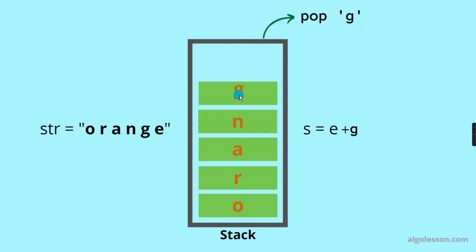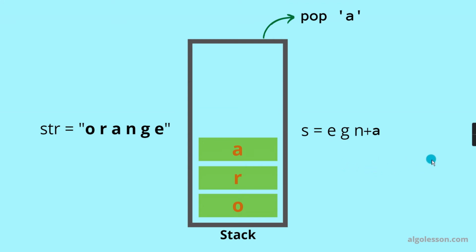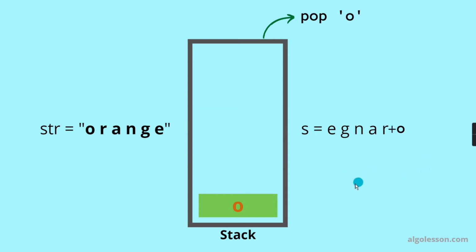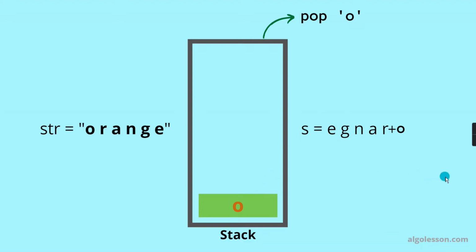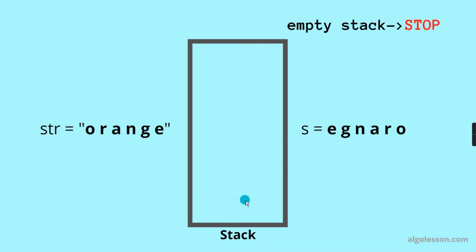So similarly, now after popping the first character and adding it to the empty string, the top character is G. So we repeat the process and we add G to the new string which is E, and similarly then after popping G, our next top character is N, and we again add N to the string and then pop the top character. After repeating this process, we will reach the last character which is O, and after adding this character we will pop this, and we can see that our stack gets empty.